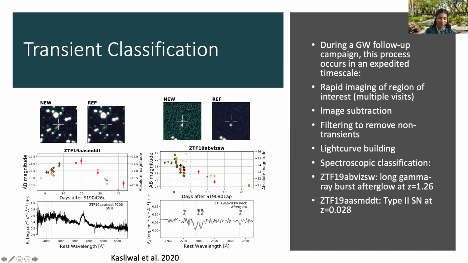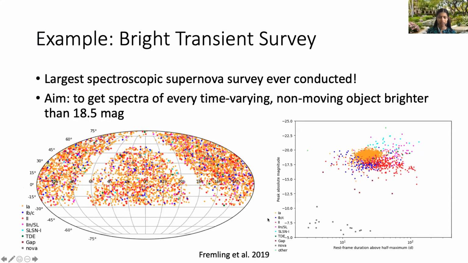But when you take a spectrum, you know what they are. So in this case, this was a type 2 supernova. You can see H alpha pretty clearly. And then here we see magnesium 2 lines, which show that this is in fact a long GRB afterglow detected cosmologically at Z of 1.26. This is a very exciting discovery.